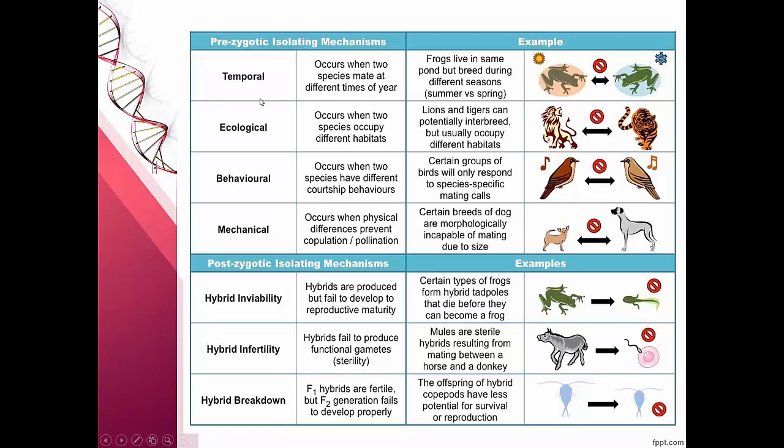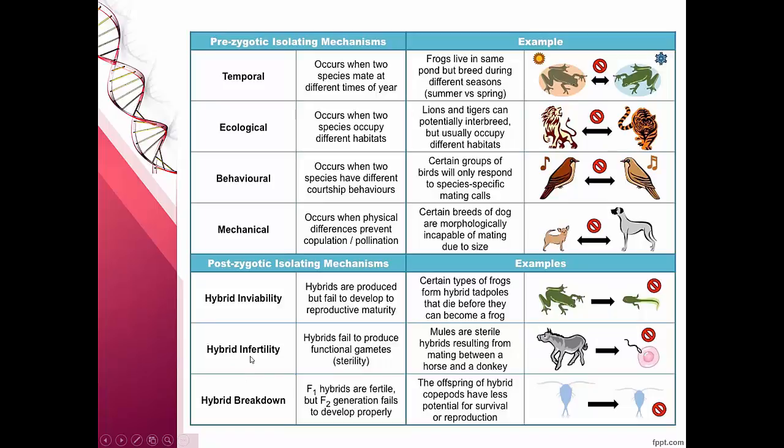Okay, so let's assume you've got the act of fertilization down pat. You've managed to fertilize a sperm and an egg. There are also mechanisms that stop this from being a successful production. So, first one is hybrid inviability. Hybrids are produced but fail to develop to reproductive maturity. So, certain types of frogs form hybrid tadpoles that die before they can become a frog. It sucks, but the frog's life cycle is very complex, and they can get to a tadpole and then just can't go through that metamorphosis.